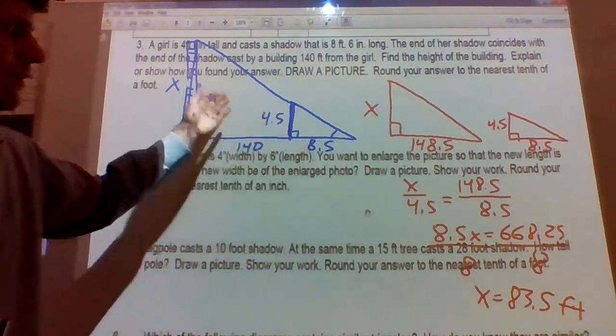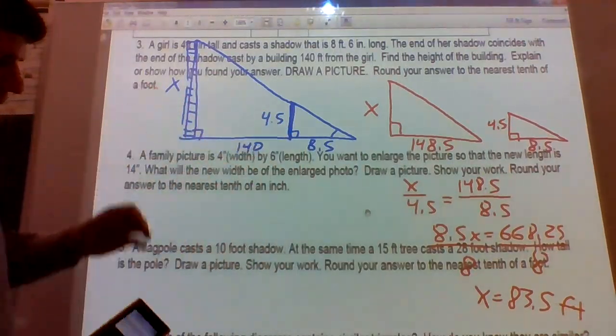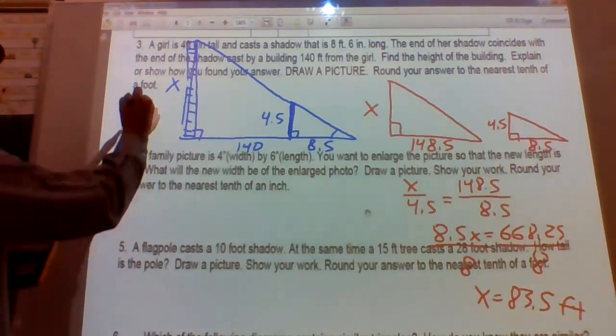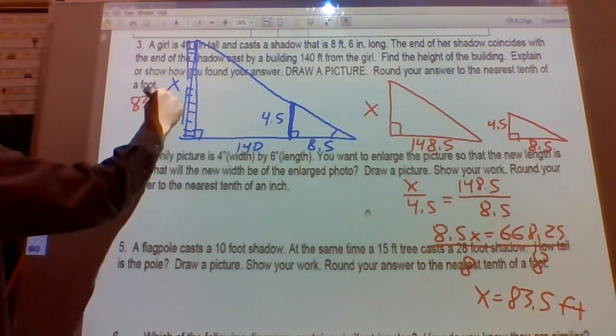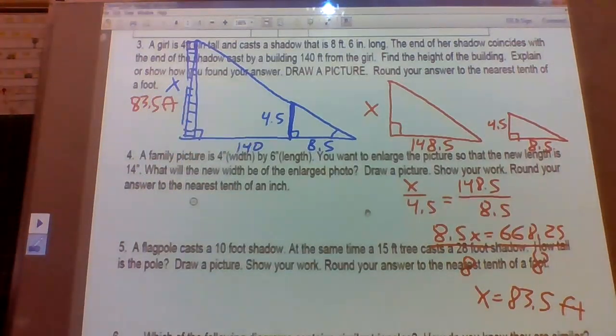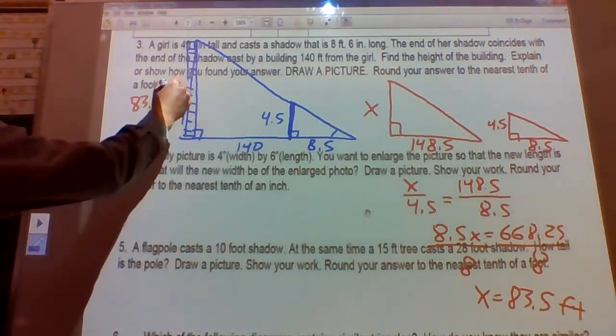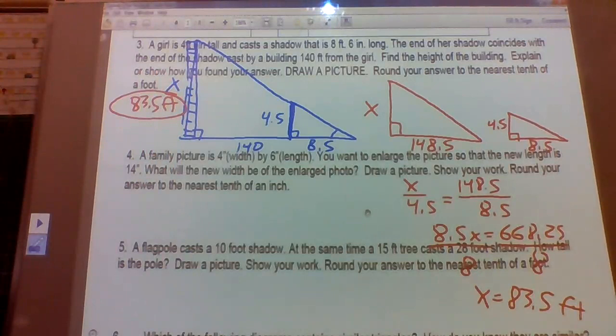And we kind of check to see if that makes sense. 4.5 is about half of 8.5. The height of our building, 83.5, that's about half of 140-ish. So looks like we got approximately the right answer. So 83.5 feet. Let's round to the nearest tenth. We did round to the nearest tenth, so we're good.